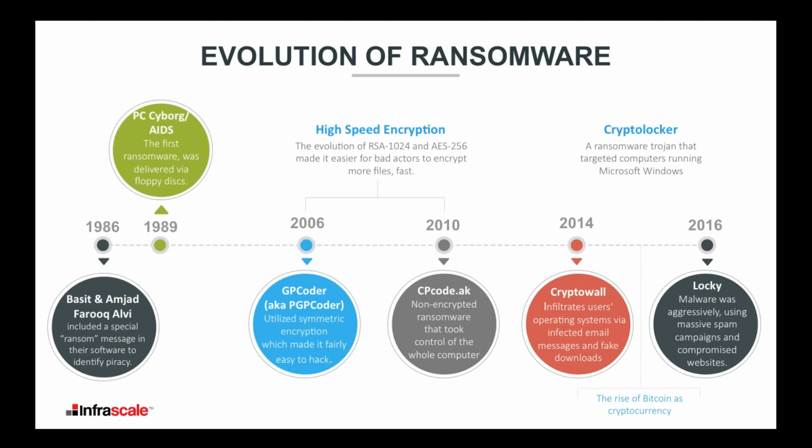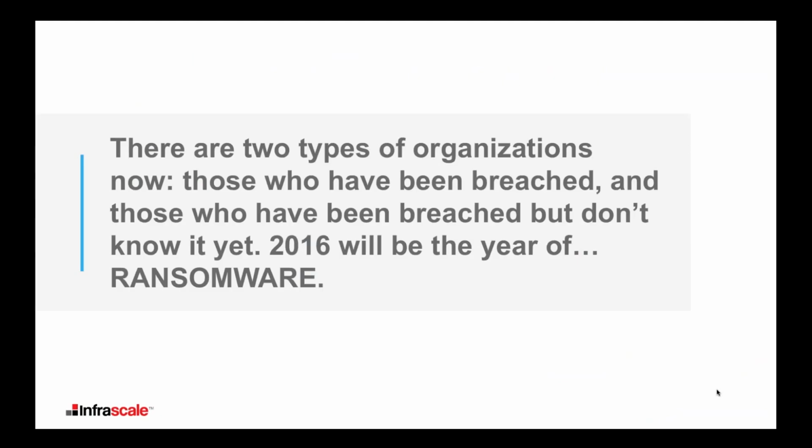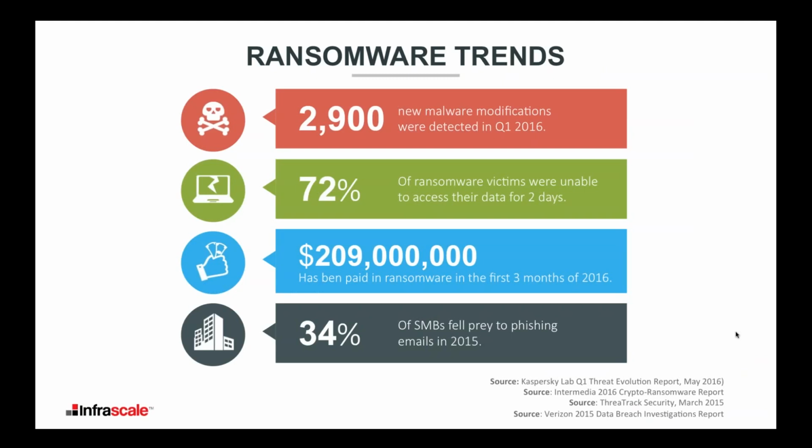And then if you take a look at 2016, today, here we are with CryptoLocker, Locky, CryptoWall. We're going to talk about some of these specific examples in just a minute here. But this is where we saw the rise of Bitcoin as cryptocurrency. So we'll talk about that here in just a minute. But where that leaves us right now is that there are two types of organizations out there. There are those that have been breached and those that have been breached but simply don't know it yet.